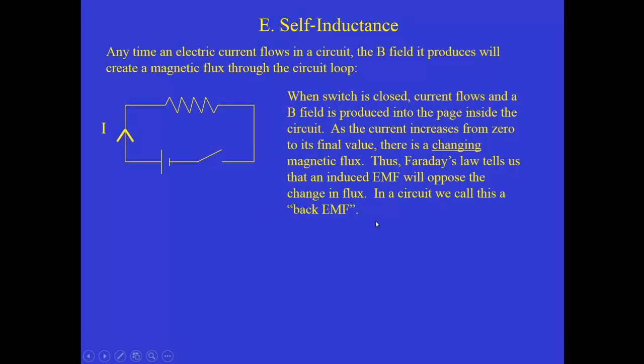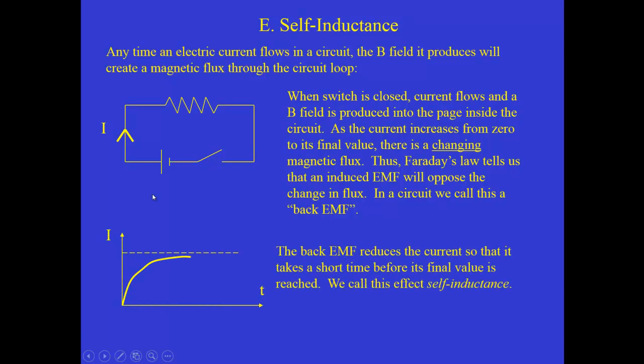We call this kind of EMF in a circuit a back EMF because it opposes the change in the original current that was in the circuit. Practically, this means that in any circuit, no matter how simple, there will always be an opposition to the change in the original current flow. If we close the switch at time t equals 0, the current will begin to build up, but it won't reach its final value instantaneously because of the back EMF that generates an opposing current. It takes a certain amount of time for the current to approach its steady state value.